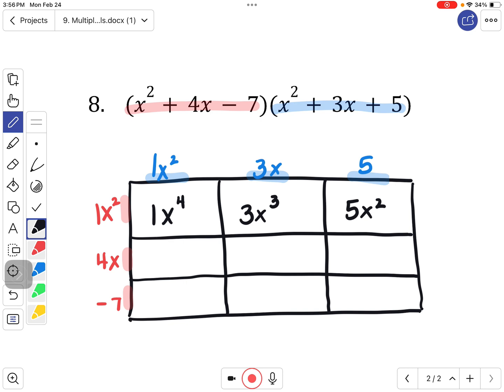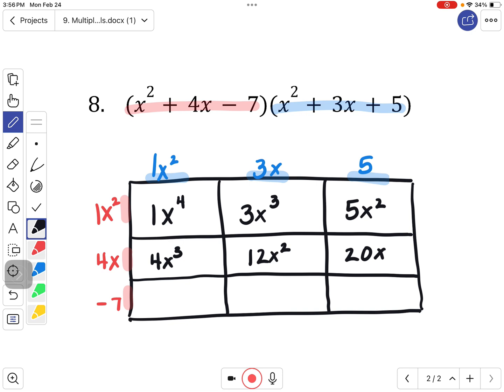Okay, now I'm going to do the middle row. I have 4x times 1x squared. That's going to give me 4x to the 3rd. Then 3x times 4x, that's going to give me 12x squared. And then 5 times 4 is going to give me 20x.